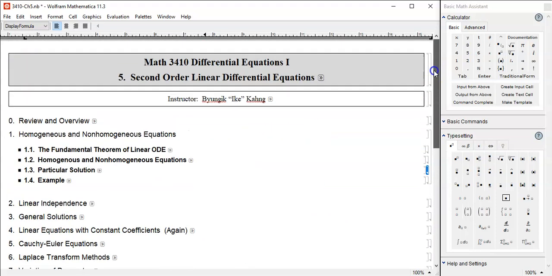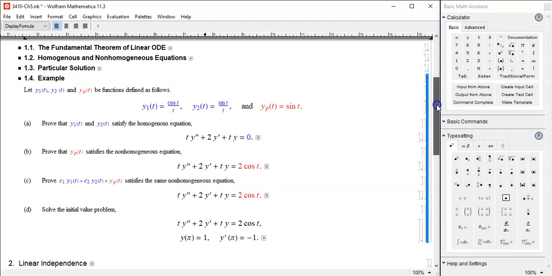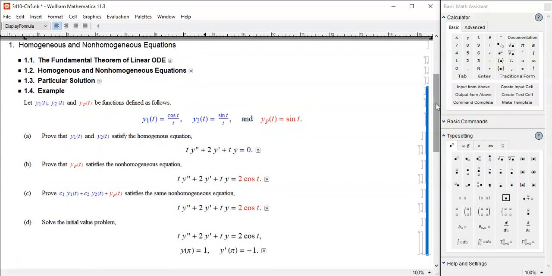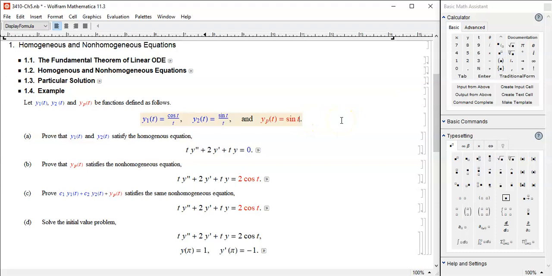Let's see, shall we do an example here? This is not going to be too difficult an example. Let y1, y2, and yp be functions defined as follows: cosine of t over t, sine of t over t, and the particular solution yp as sine of t. And then prove that y1 and y2 are solutions of this homogeneous equation.